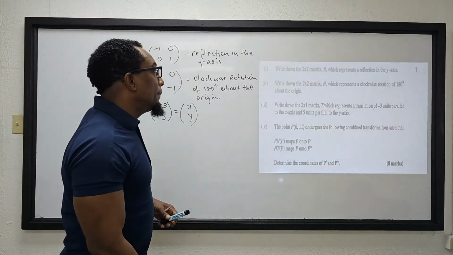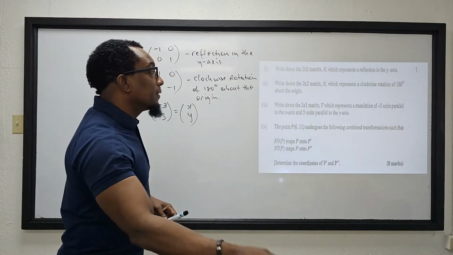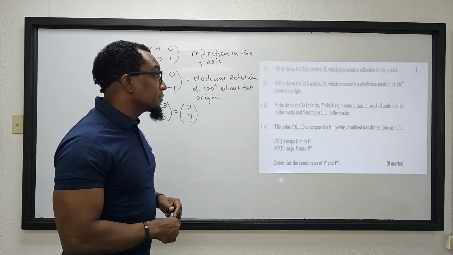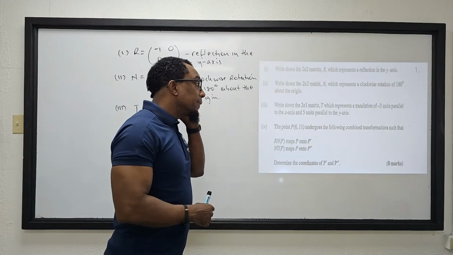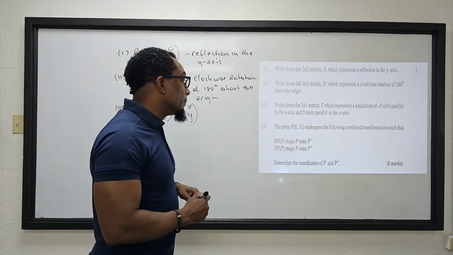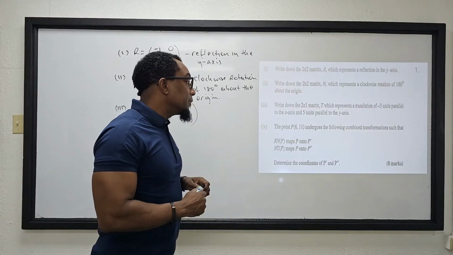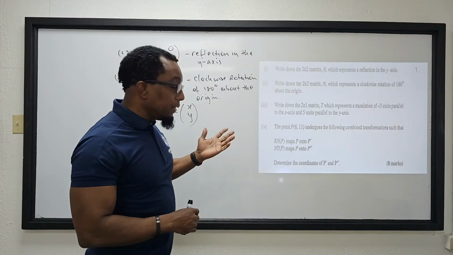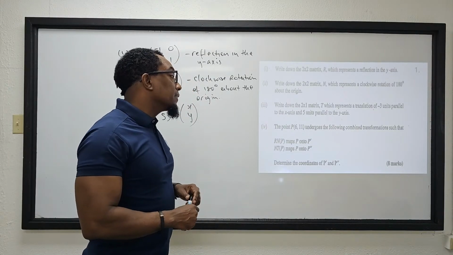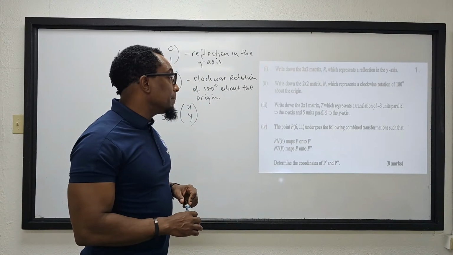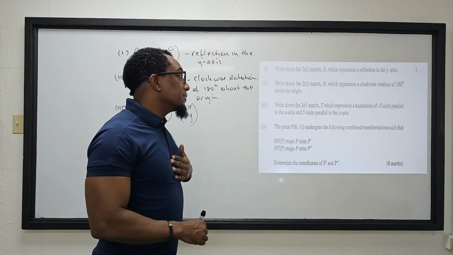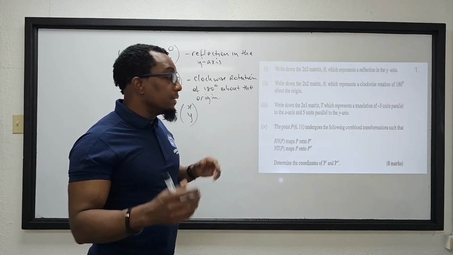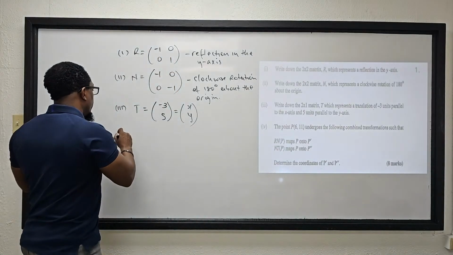Let's look at part 4. The point P, 6, 11 undergoes the following combined transformations, such that Rn maps P onto P prime, and we have Nt, which maps P onto P double prime. They want us to determine the coordinates of P prime and P double prime. So this point P, whose coordinates are 6, 11, undergoes a combined transformation.